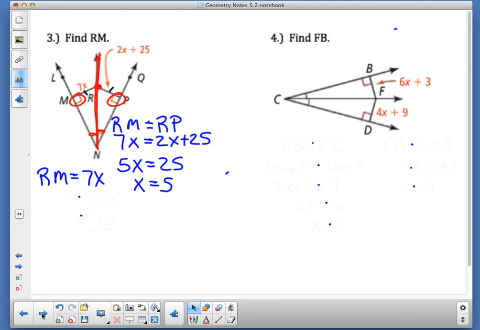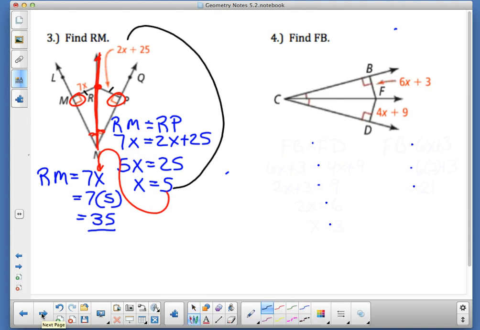So we got 5x equals 25, x is 5. Remember, I'm right, but I'm not done. I've got to reread and find RM. So I take that 5, pop it in there, and I find out that RM, my length from R to M, is 35. Now I'm going to double check to see if this works up here. 10 plus 25, that's 35. Totally works, totally right. I don't even have to check the key.